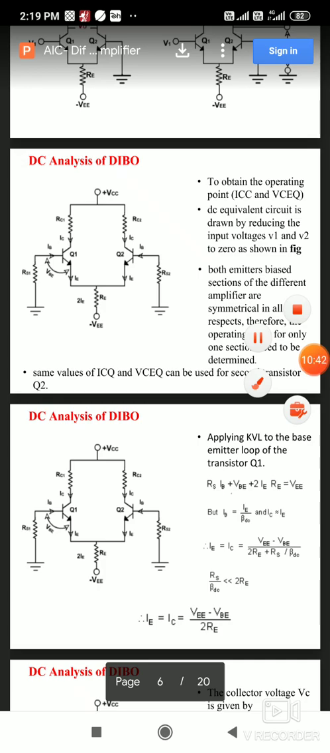So biasing is required to switch on the transistor. Don't forget this basic concept. Biasing is required to switch on the transistor. Without biasing, without turning on the transistor, the transistor will not act as an amplifier, or as a switching circuit. Remember this. So biasing is very important.